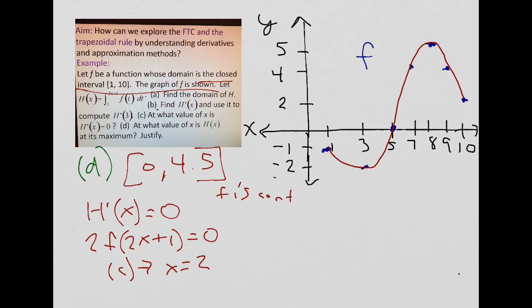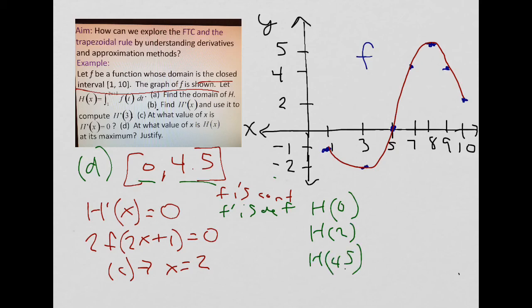We're not only going to check that, but remember EVT, we're going to check these values also into our function. So if we check this into our function, by the way, f prime is defined because, well, we've been finding it. We're going to figure out what h of 0 is, h of 2 is, and h of 4.5 is. So that's our critical point. These are our endpoints, because any one of those can be a possible absolute max. So here we go.